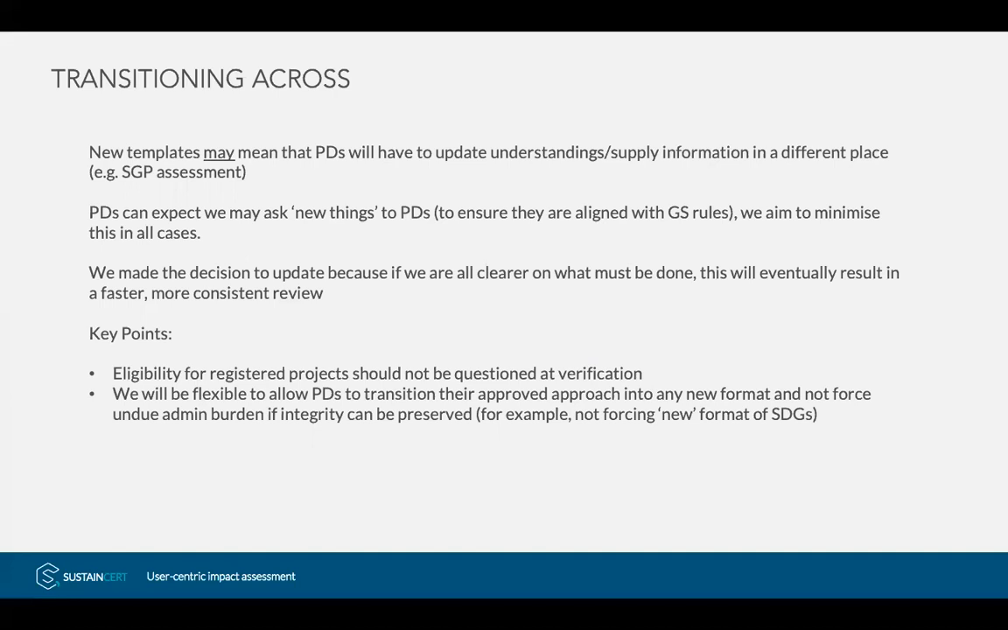One area where we know that supplying information in a different place is definitely going to pop up as something that people have questions on is the safeguarding principles assessment. I'm going to talk about that in more detail later on.